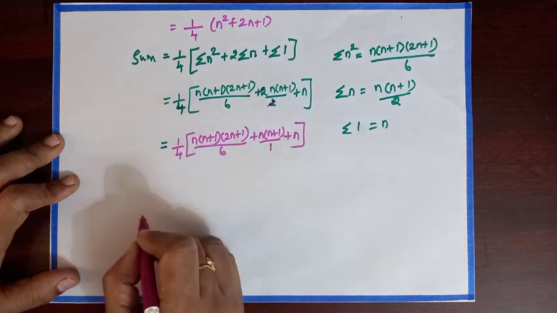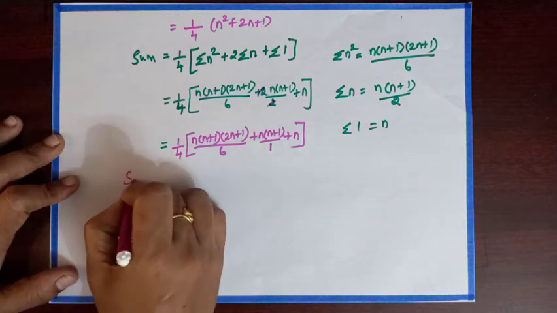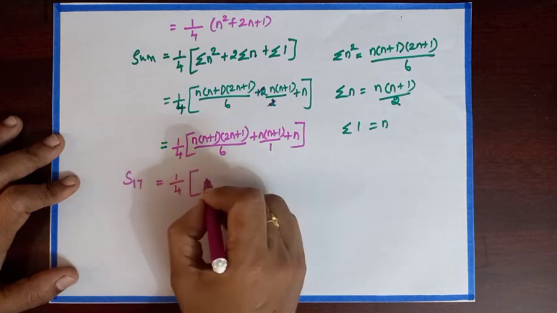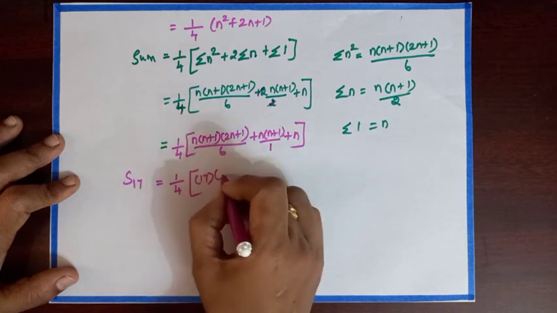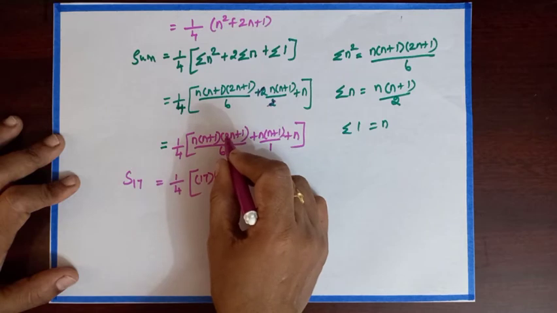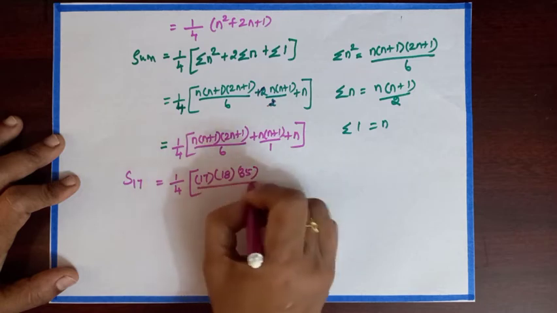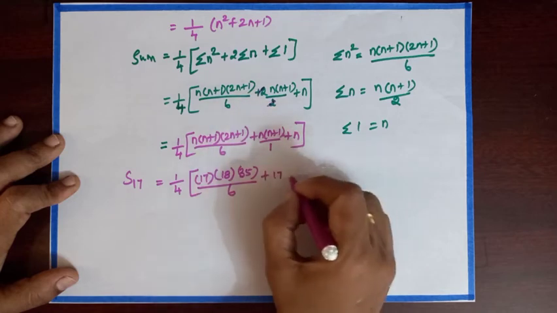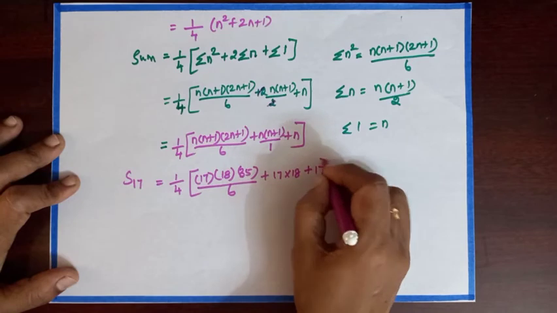Now in the place of n, I am going to substitute 17, because the question they have given, we need to find the sum of the 17th term. So n is nothing but 17. So S17 equal to 1 by 4 into, in place of n you substitute 17. N plus 1 is 18. 2 into 17 is 34. 34 plus 1 is 35 by 6, plus n is 17. 17 plus 1 is 18, plus n is 17.